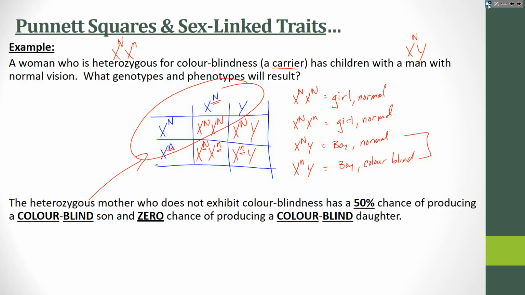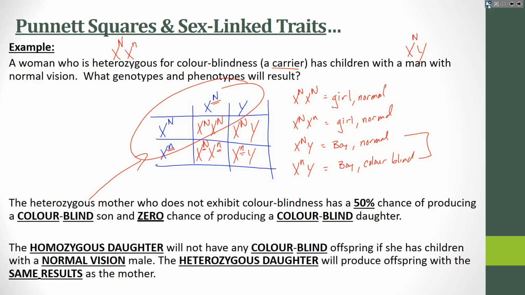And this is why it affects guys more than girls, because dad has to be colorblind for the girl, and mom at least has to be a carrier in order for a girl to get it. The homozygous mother, homozygous daughter, will not have any colorblind offspring because she always has normal vision. So this girl can't have any colorblind children because she doesn't have the colorblind gene.